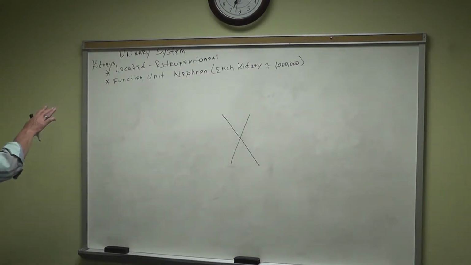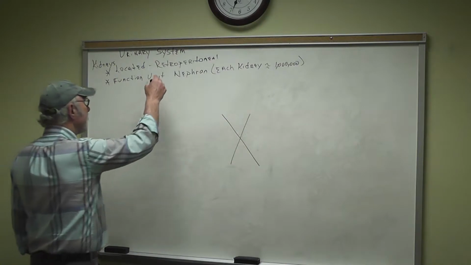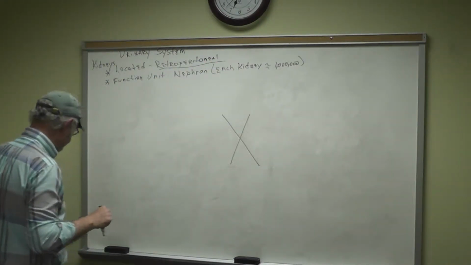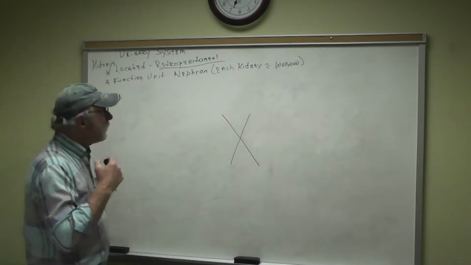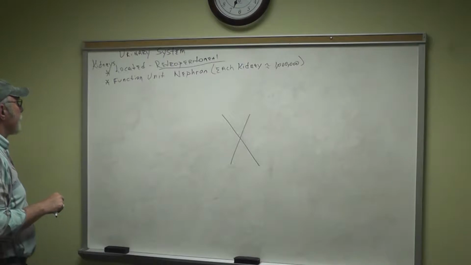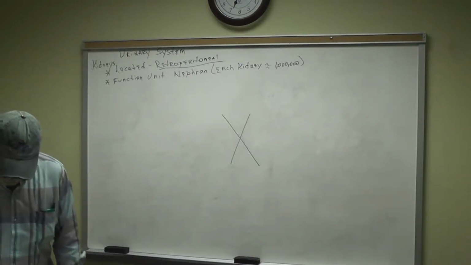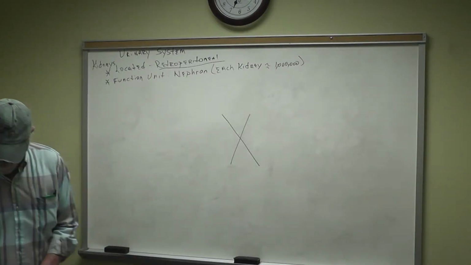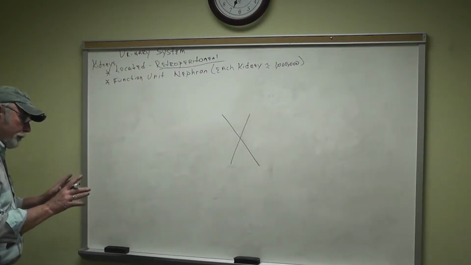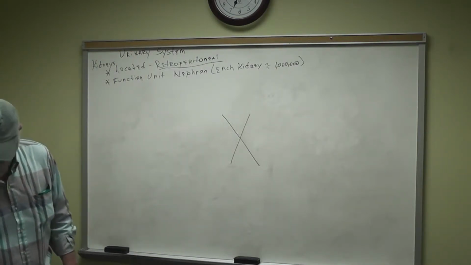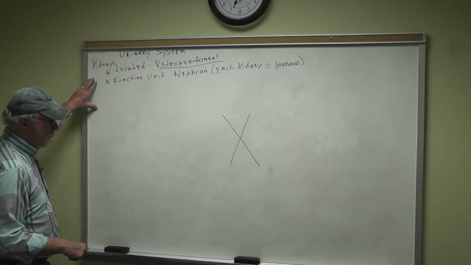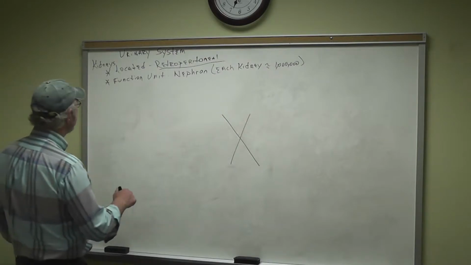All right, located retroperitoneal, and that's important, so I have to put a little asterisk by that. And approximately 1 million of these functional units, these nephrons per kidney. Okay. The most important part about this, we don't need to, well, we do, I guess, some of the general structures of the kidney.